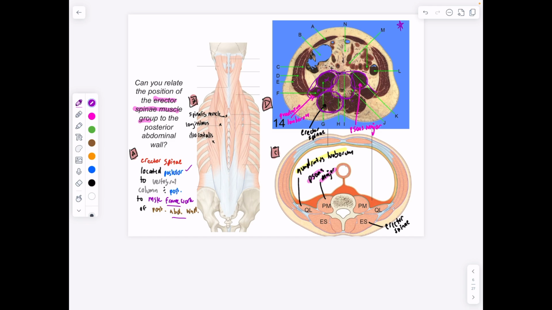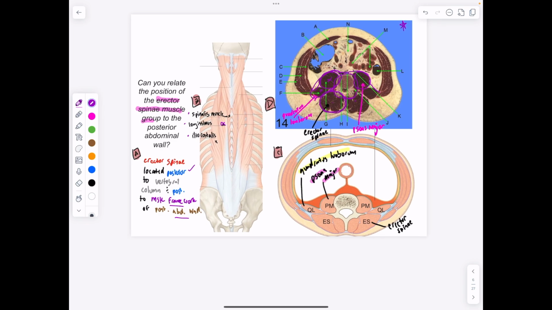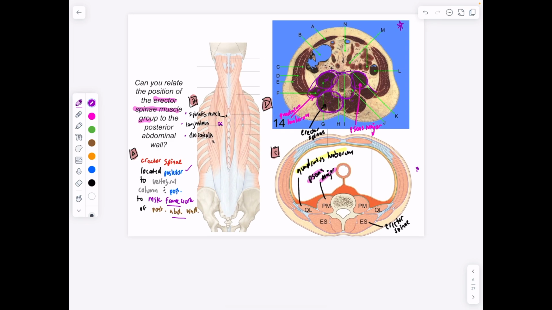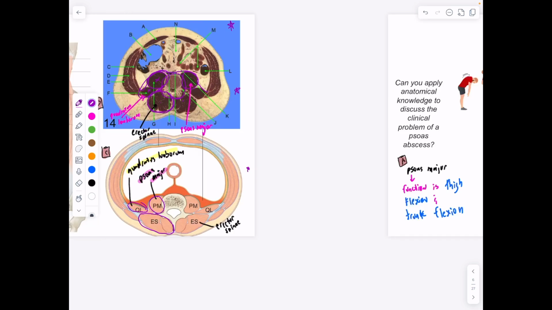What are the erector spinae muscles? Well, most medially we have the spinalis, and then lateral to that longissimus, and then even more lateral to that is the iliocostalis. And then here's just another, more drawing diagram, cartoon version of this cross section, but you see psoas major, quadratus lumborum, and then posterior to it all we have our erector spinae muscles. All right, not too bad.